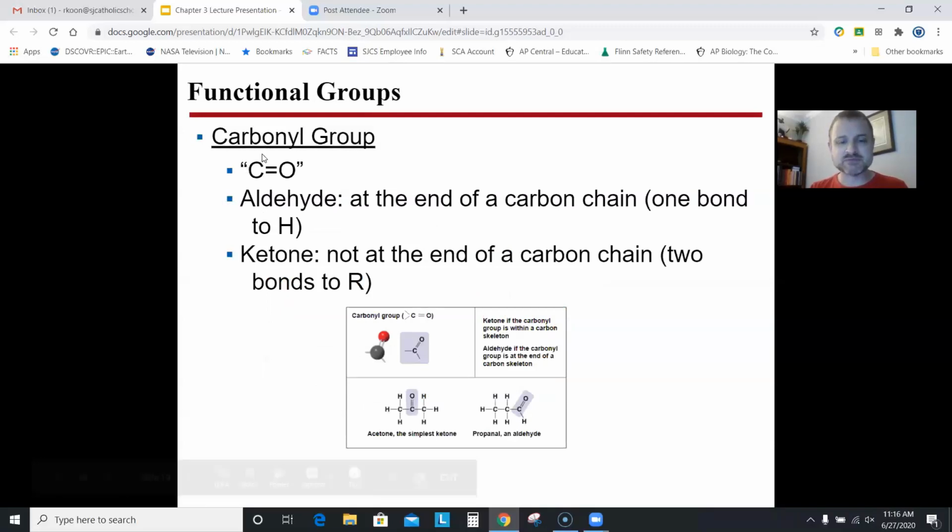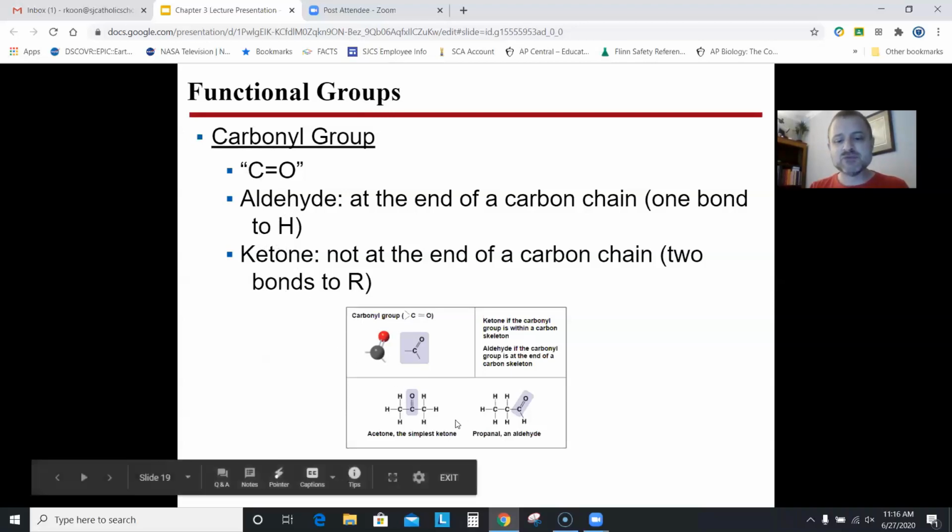Carbonyl groups are C double bond O. So notice here I have a carbonyl group. It's just a C with a double bond to an O. Aldehydes and ketones. Look at the picture. So propanal in this picture, the C double bond O is at the end. So the last bond is just to a hydrogen. Like this carbon right here has a bond to another carbon and then a bond to a hydrogen. That's called an aldehyde because it's at the end.